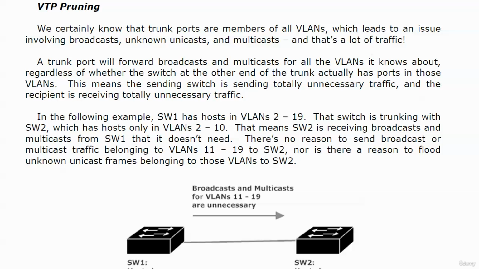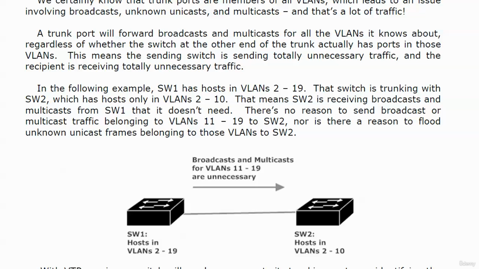Now, a trunk port is going to forward broadcasts and multicasts for all the VLANs it knows about, regardless of whether the switch at the other end of the trunk actually has ports in those VLANs. And this means that most likely our sending switch is sending totally unnecessary traffic and the recipient is receiving totally unnecessary traffic. And we know there's overhead involved with each. Plus, of course, we would be using up some of our bandwidth here between our switches that we don't need to use.